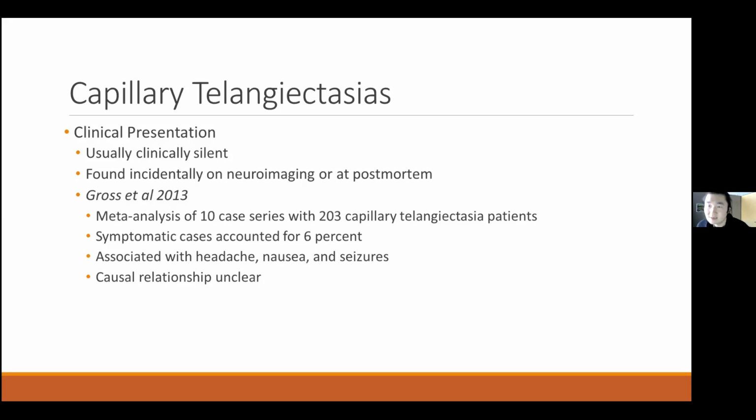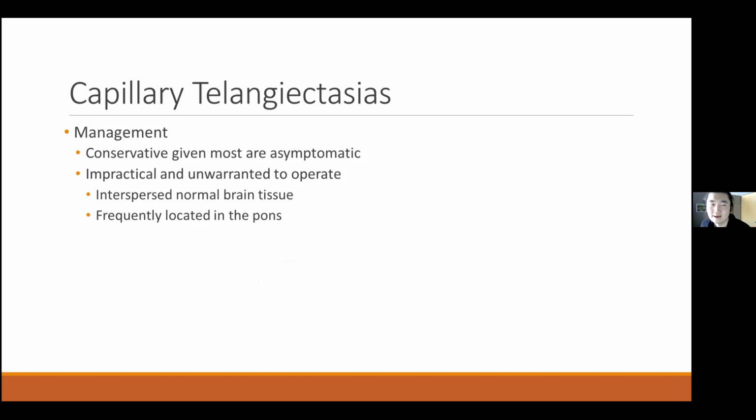Clinically, these are silent lesions. They are found incidentally on neuroimaging. And there's a tiny meta-analysis of about 10 case series of about 200 or so patients with capillary telangiectasias, tracking what symptoms they develop. These patients have pretty non-specific symptoms like headache, nausea, and seizures, although again, it's very unclear if there's a causal relationship to that. So overall, it's thought of as a pretty benign course. And so again, management is conservative.